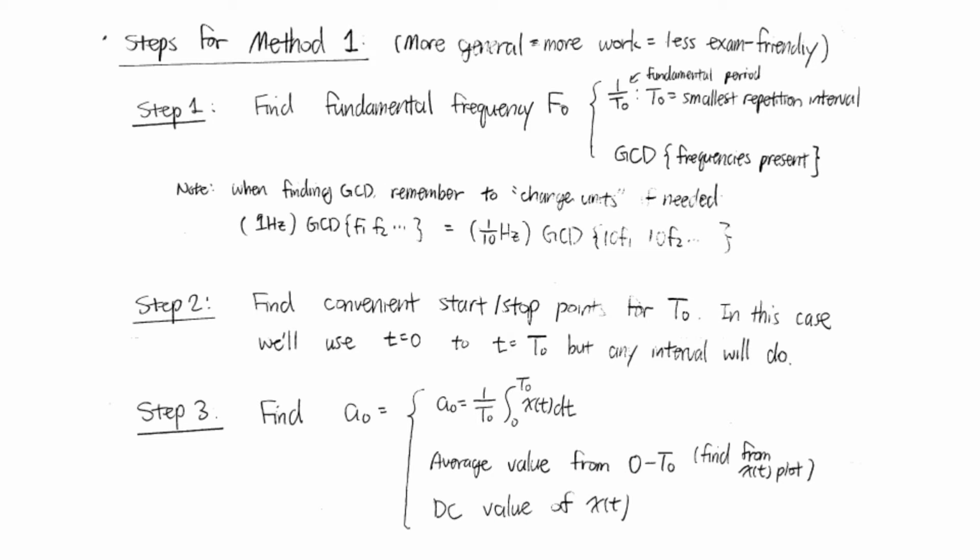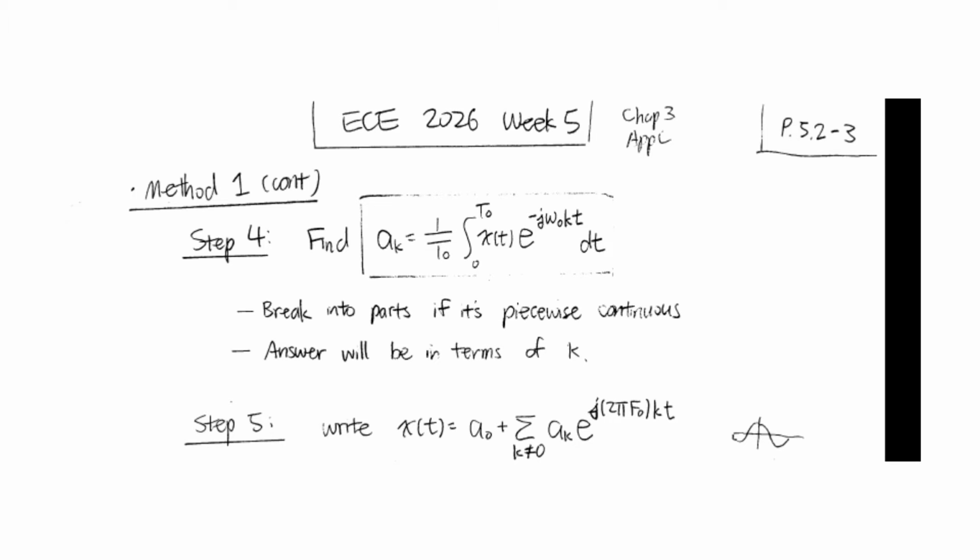Next step, step 4, which tends to be the worst one, is you find a general form for AK or a specific term if you were told to look for a specific term using this integral expression here, where you have 1 over T0, integral from 0 to T, the signal that you're trying to do Fourier analysis on, times e to the minus omega naught kt. Notice that once you integrate it and take the limits, you're not going to have t anymore. The only variable left is going to be k.